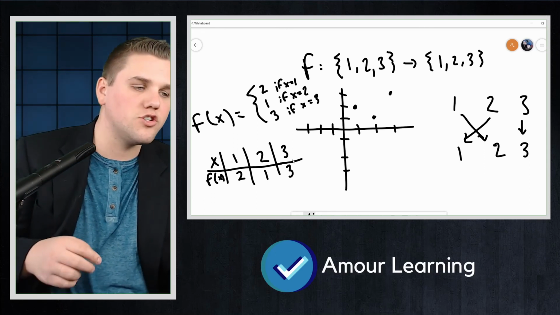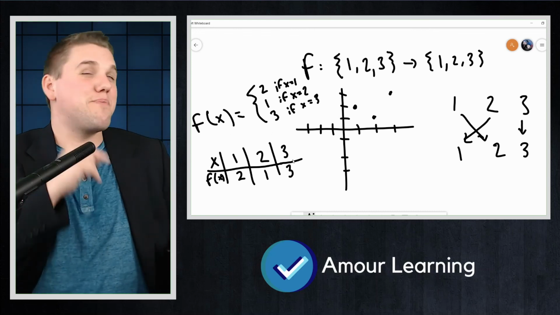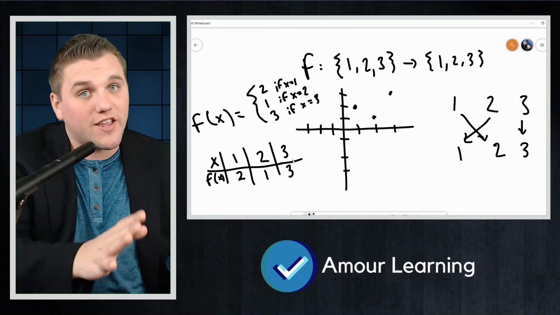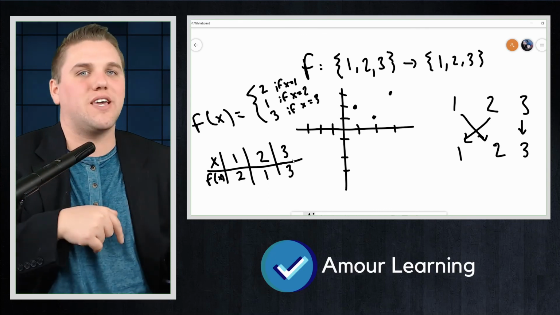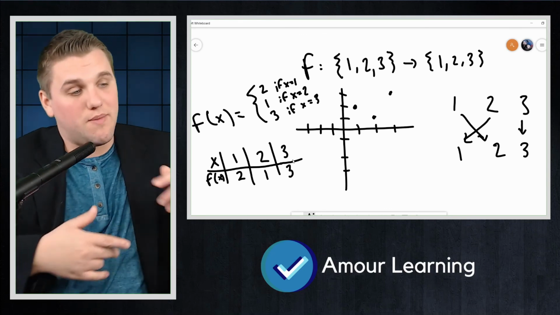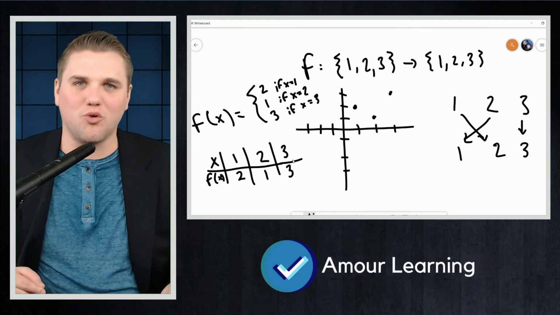So these are all different ways of writing the same function, and my preference is the table, specifically in discrete math. In calculus, a lot of people like to use graphs because they're nice and continuous, or maybe slightly discontinuous. But yeah, in discrete math, tables work really nicely.